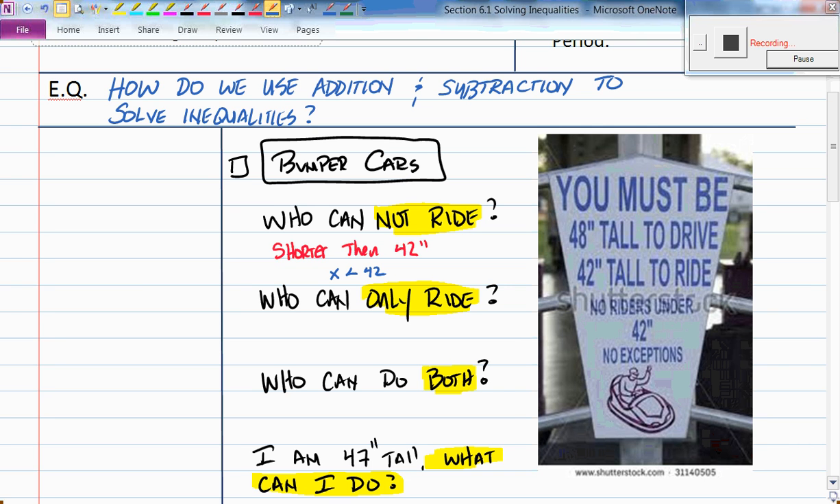Okay, who can only ride? Who can only ride? And let's talk to Damien. Who can only ride? Yeah. 42 and up. 42 to 48. So people who are bigger than 42 inches, right? So 42 all the way up to 48 inches. Oh, 47 actually. Okay. 47.9. So he says 42 to 47. Do we agree with that? Who says yes? Put your hands up if you agree.